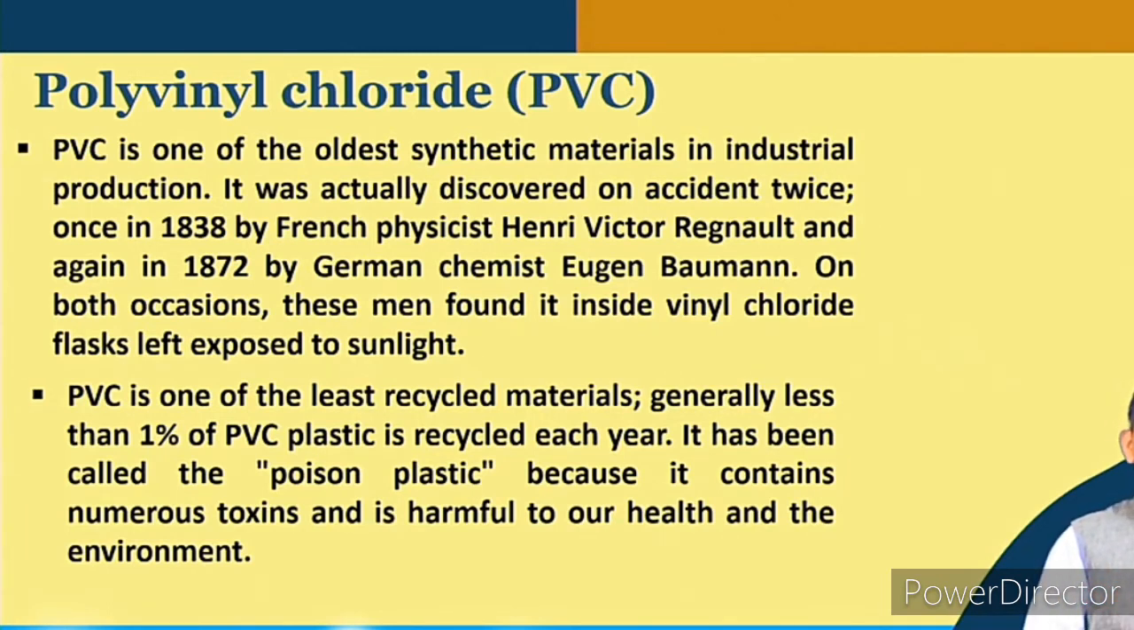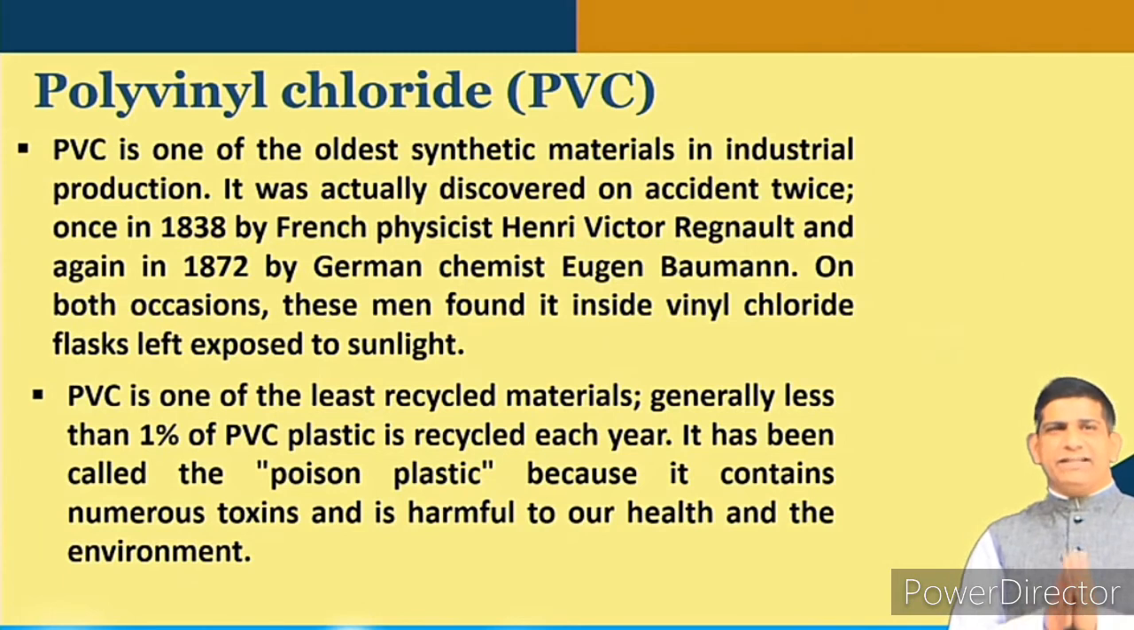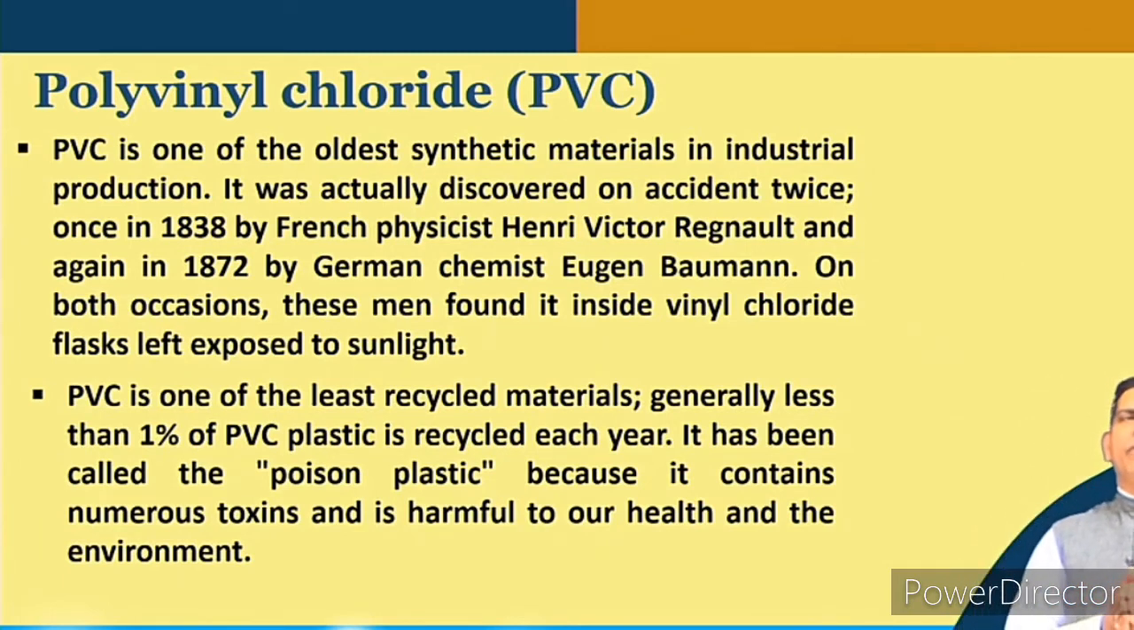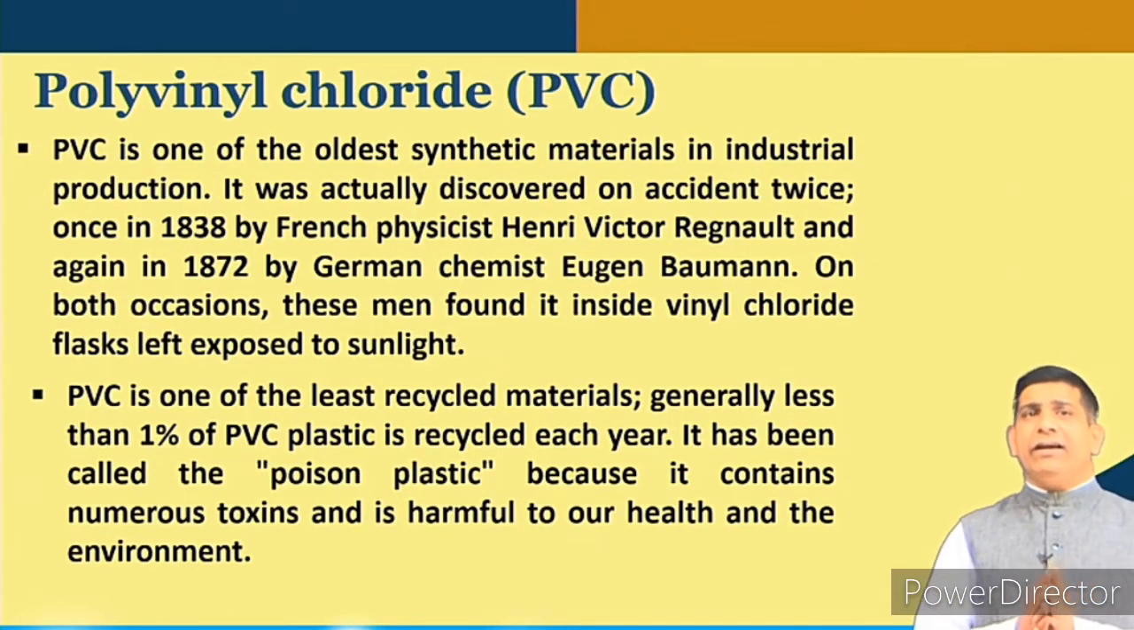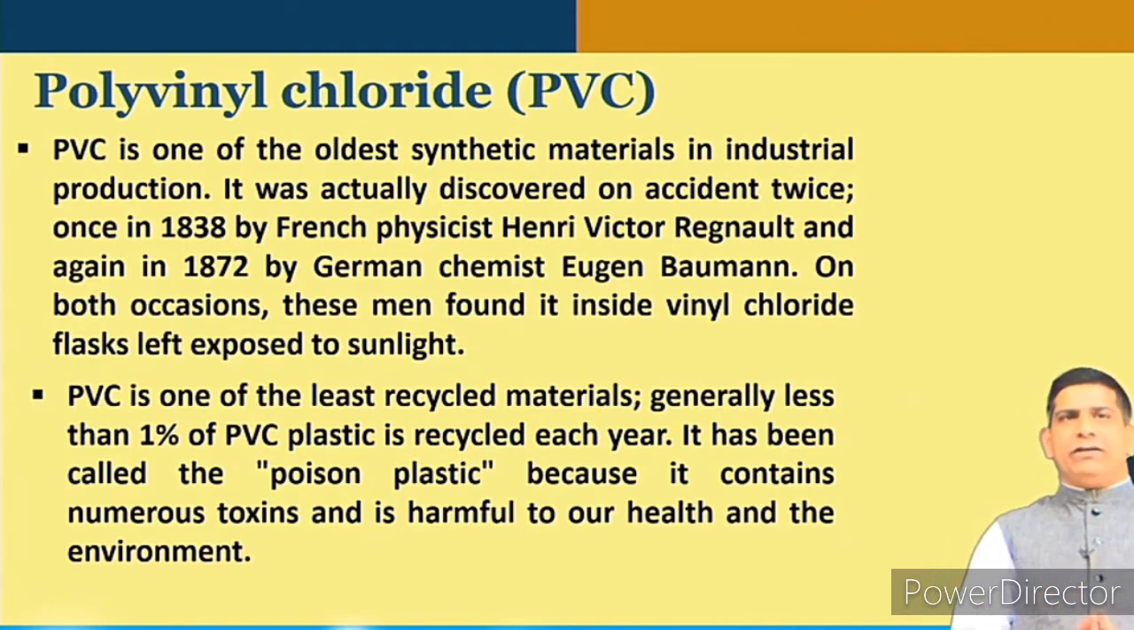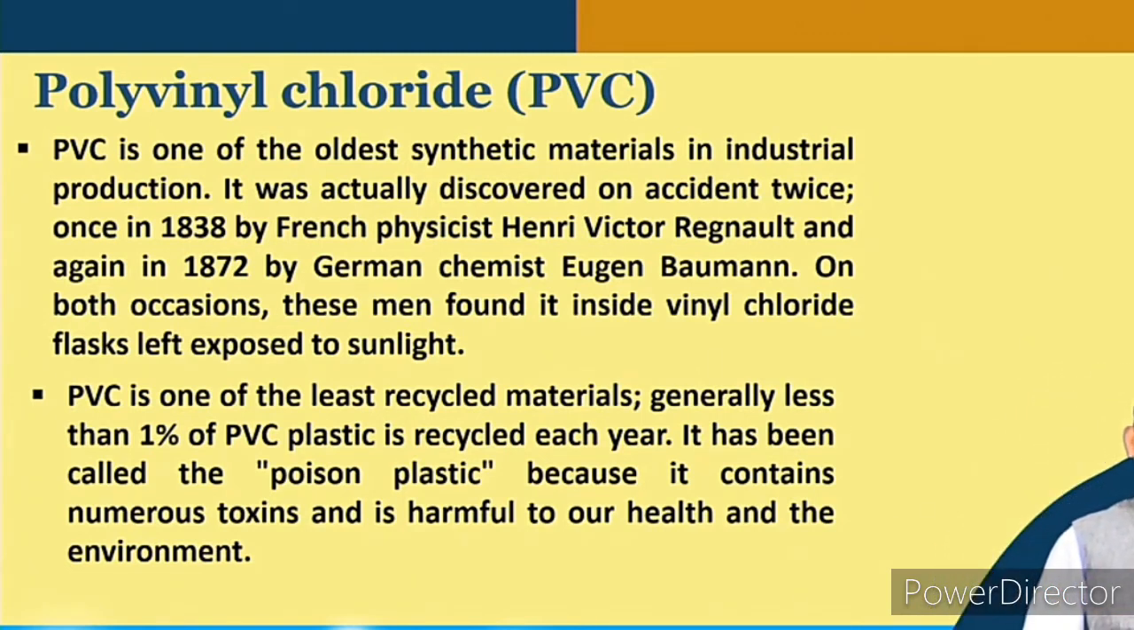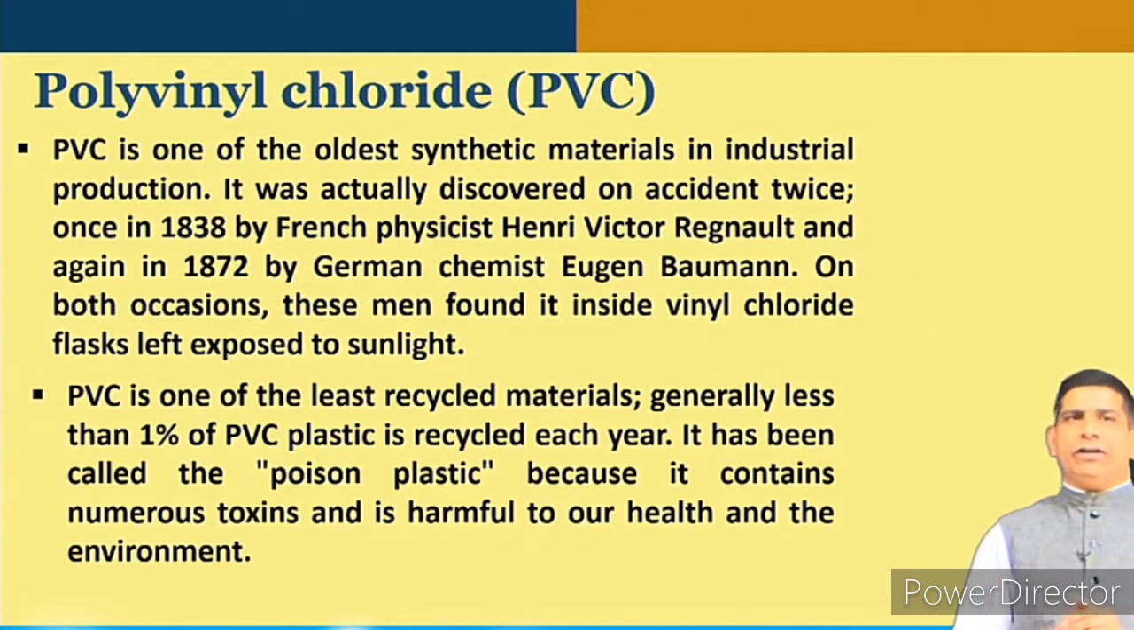PVC is one of the least recycled materials; generally less than 1% is recycled. It has been called the poison plastic because it contains numerous substances toxic and harmful to our health and the environment. So PVC is what we need to think about, like how to manage PVC plastic waste in a much better way, so that this tag of poison plastic goes away. We need to think about how to manage that.